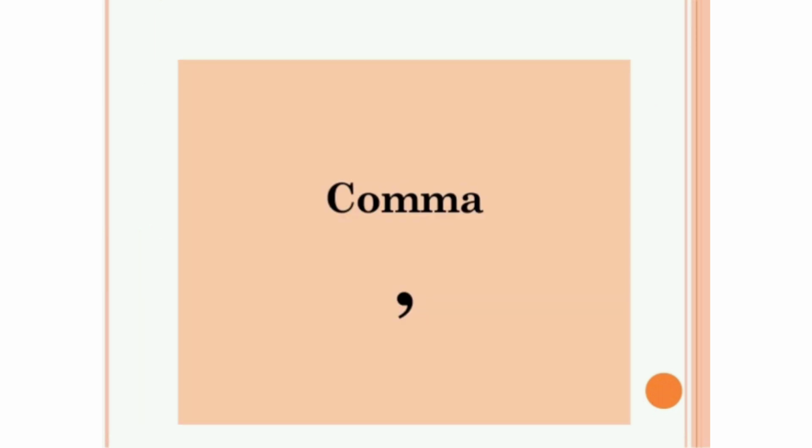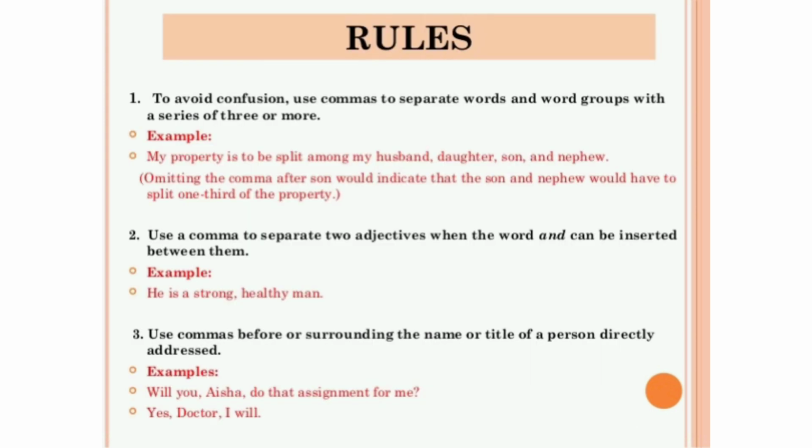Comma. Comma is the most incorrectly used punctuation. So let's begin with it. A comma is used to separate words, a group of words. Okay, so let's look at the example. My property is to be split among my husband, daughter, son and nephew. So here to separate husband, daughter, son and nephew, we have used commas.